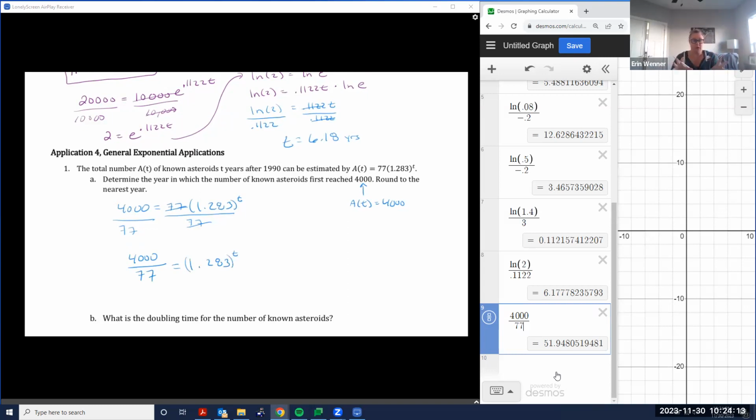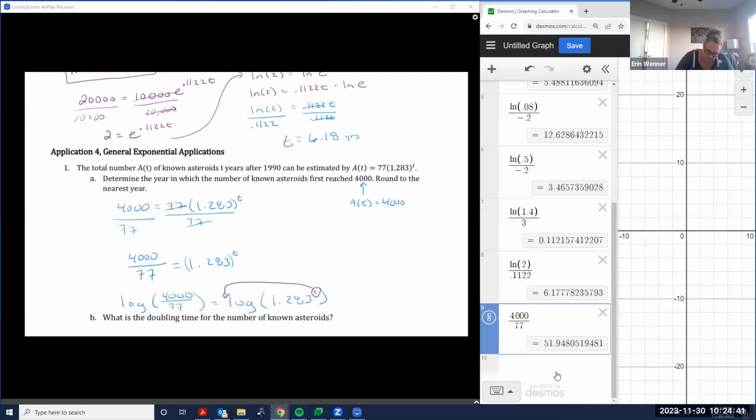So now that we're in this spot, we're going to take the log of both sides, okay? So I've got the log of 4,000 divided by 77 equals the log of 1.283 to the t. Now, this is where that power rule is going to come into play. We're going to bring that exponent down in front. And what that gives us is the log of 4,000 divided by 77 equals t times the log of 1.283.